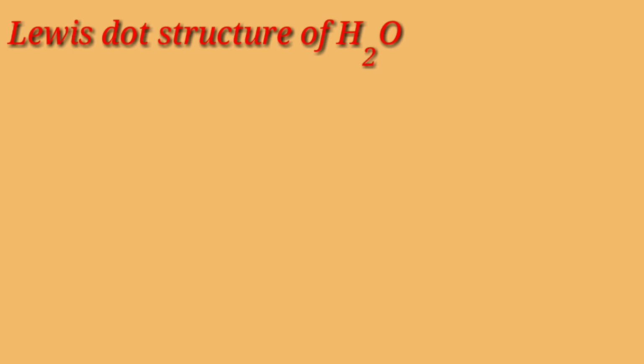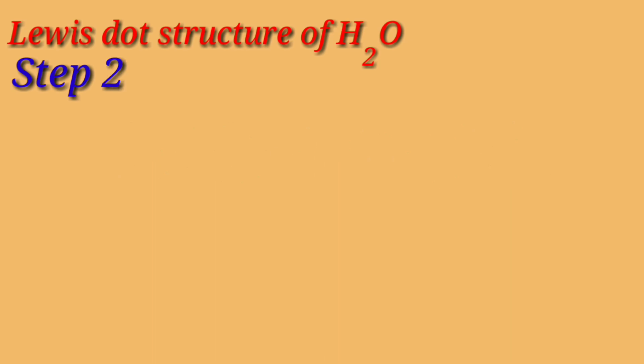Now consider the second example of water molecule, that is H2O. So first step is to arrange the atoms. So we have to place oxygen at the center and hydrogen around the oxygen atom.